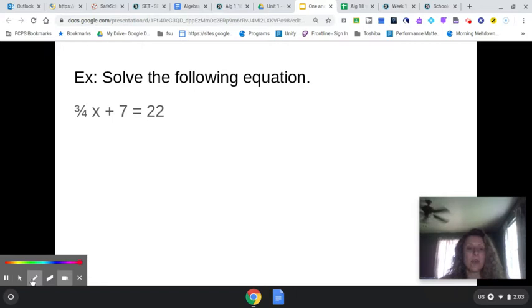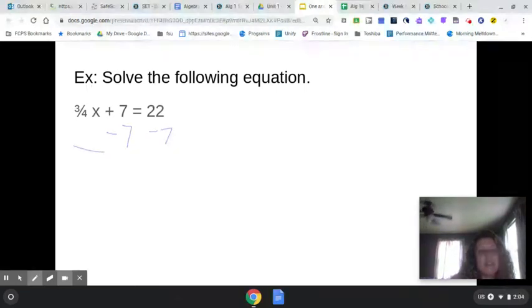Our next equation says 3/4 x plus 7 is equal to 22. All right, so if I think about what operation I would do first, I see multiplication, 3/4 times x, and I see add 7. If we're thinking order of operations backwards, got to take care of any adding and subtracting first. So the inverse operation to add 7 would be to subtract 7. So we're going to subtract 7 from both sides of the equation.